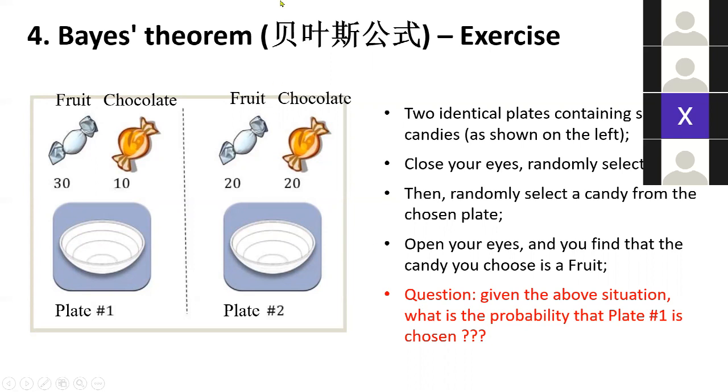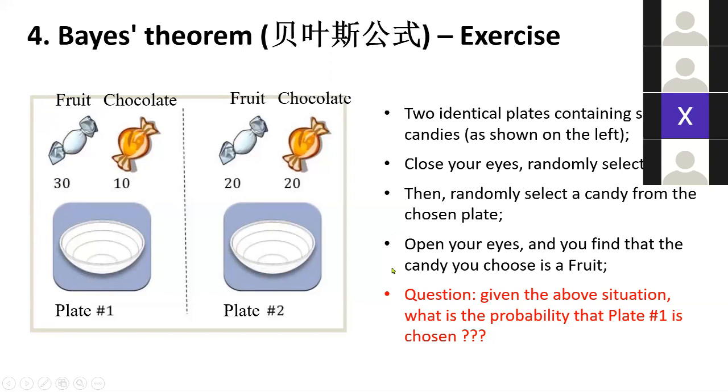So I'll give you a hint. Intuitively, when you find your chosen candy is a fruit, which plate is more likely to be chosen? Do you understand? Okay, so when you find the candy you chose is a fruit candy, which plate is more likely to be chosen? Of course, it seems to be the first one, right? Because in the first plate, the probability of choosing a fruit candy is more than in the second plate, right?